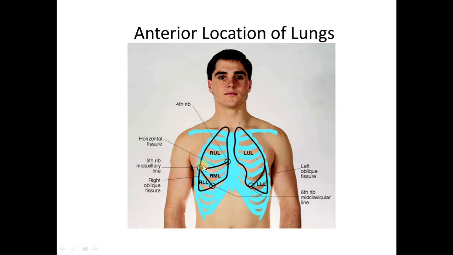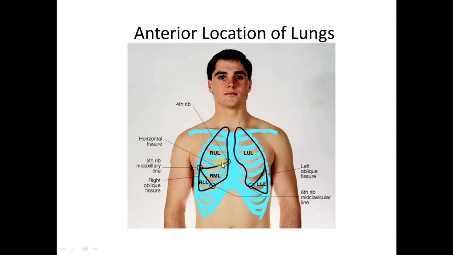We have the transverse fissure and the oblique fissure on the right side, and the oblique fissure on the left side. The oblique fissure divides the right lung into the right upper lobe and right lower lobe. The transverse fissure divides the right upper lobe from the middle lobe. On the left side we don't have the transverse fissure, only the oblique fissure that gives us the left upper lobe and the left lower lobe.